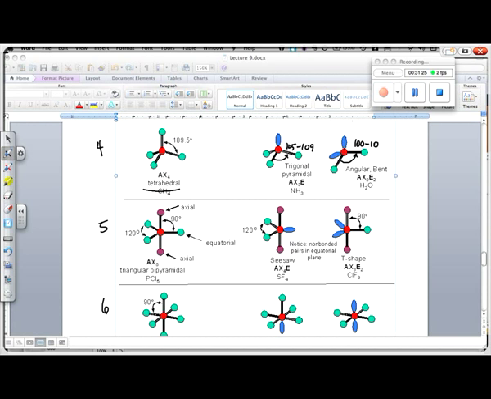Okay? So for these two, they have a tetrahedral electron pair geometry because they have a steric number of 4. So tetrahedral electron pair, but the molecular geometries are trigonal pyramidal for this one and angular bent for this one. Same thing is true down here for steric numbers 5 and 6. Okay? All right, let's do some examples and use these ideas.